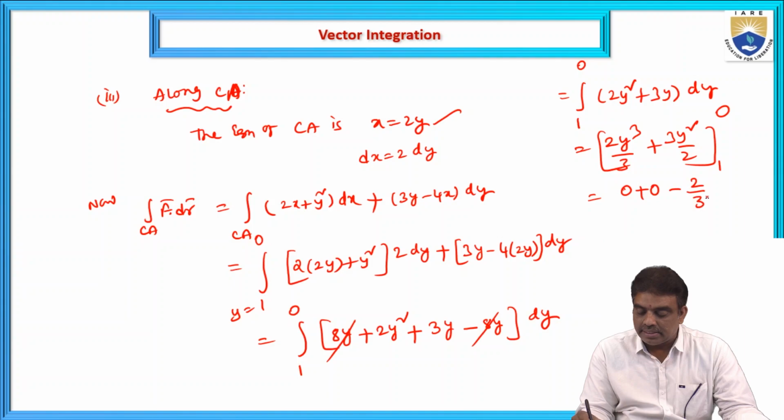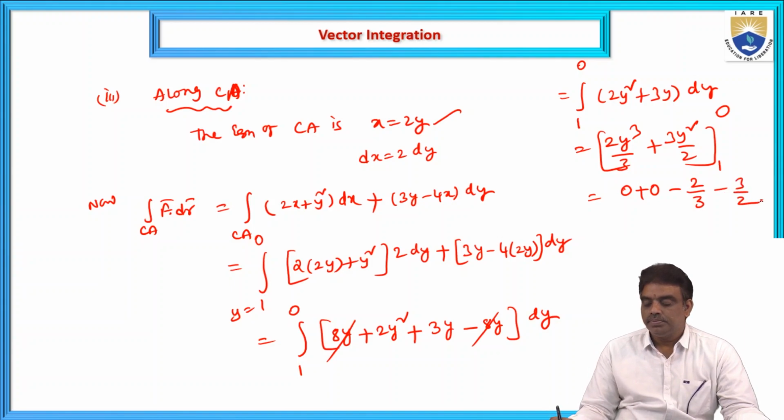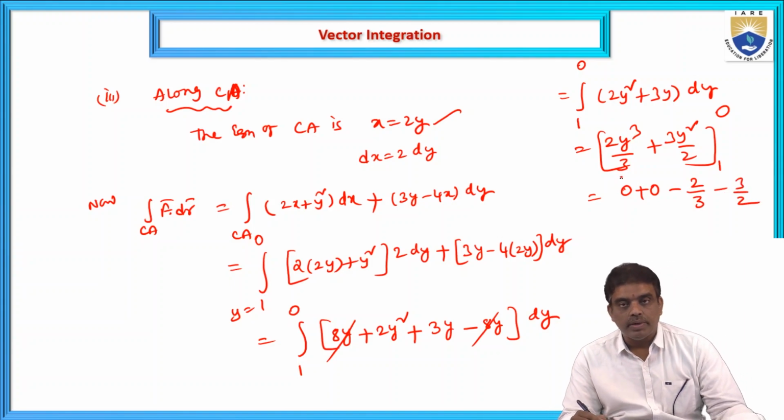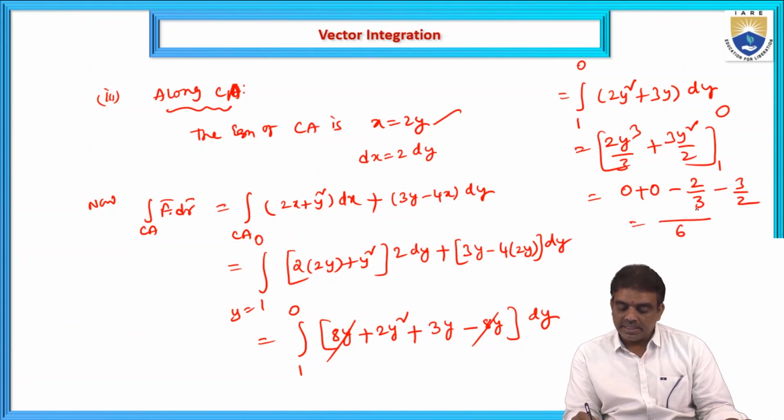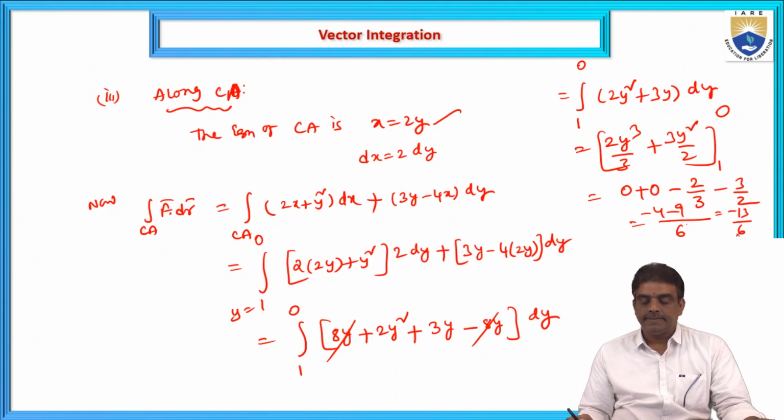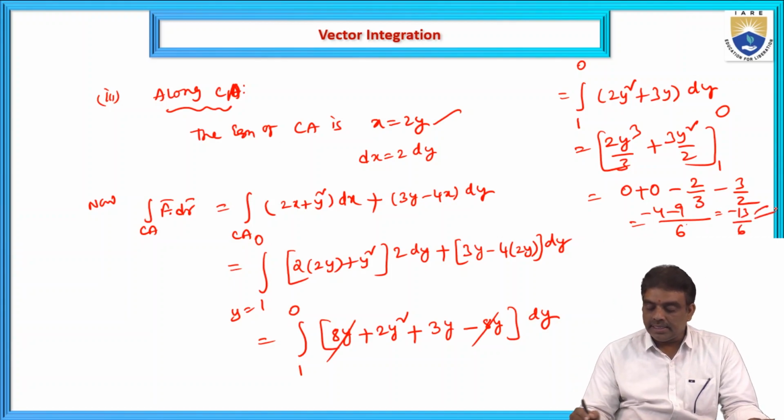Lower limit: 2 by 3 minus 3 by 2. On putting y equal to 1, 2 by 3 minus 3 by 2. So LCM 6: 3 2's are 6, minus 4, 3 2's, 2 2's, 2 3's, 3 3's, right? Minus 13 by 6. This is the third integral.